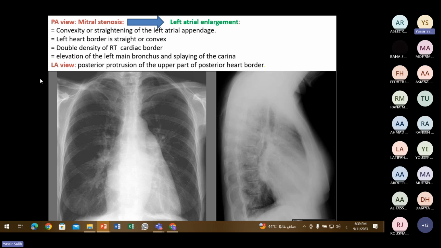This is a chest X-ray for a patient with left atrial enlargement. If you look, you can see there is a straightening of the left heart border. The left heart border should not be straight like this. There should be a little convexity. Compare with normal, but here there is a straightening of the left heart border.